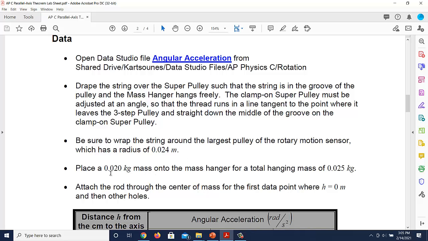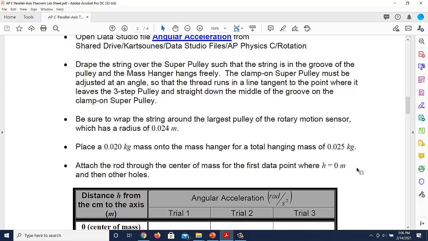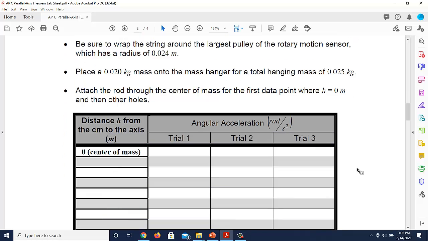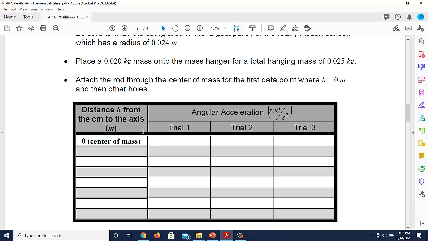The mass, I want you to put a 20 gram, 0.020 kilogram mass onto the mass hanger. Should be the only one you have for this lab, right? Which makes a hanging mass of 0.025 kilograms, which again goes into the equation that you're going to use. Your first step is going to be to screw the rod in through the center of mass hole, the center hole, right? Which means h is 0, because it's through the center of mass. So the distance h in our lab sheet for your first one is 0 because you're putting it through the center of mass.